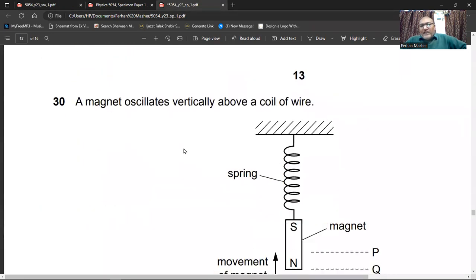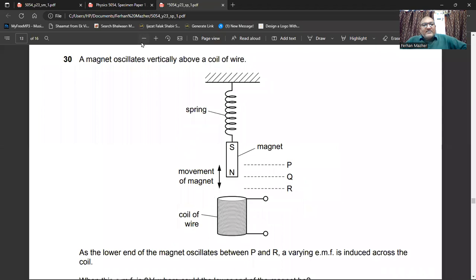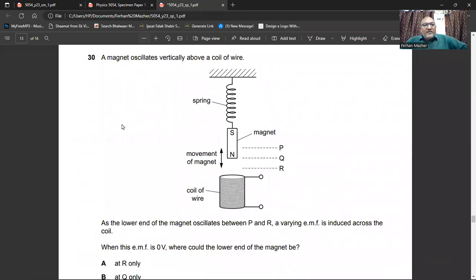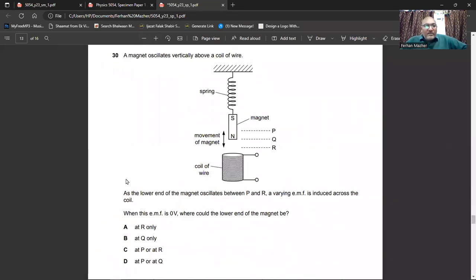Okay, so we are going to the next question. Question number 30. A magnet oscillates vertically above a coil of wire. As the lower end of the magnet oscillates between P and R, a varying EMF is induced across the coil. When this EMF is zero, where could the lower end of the magnet be?